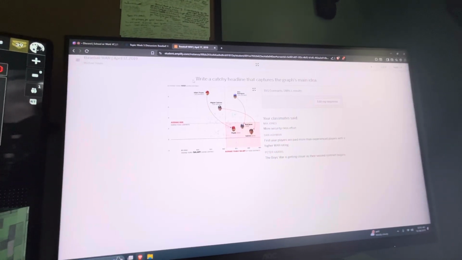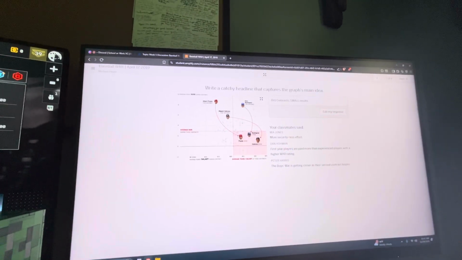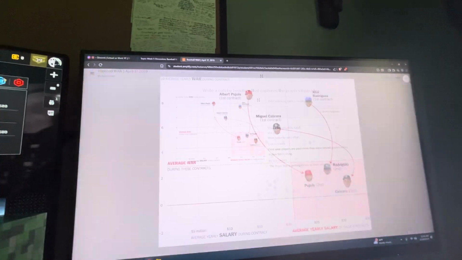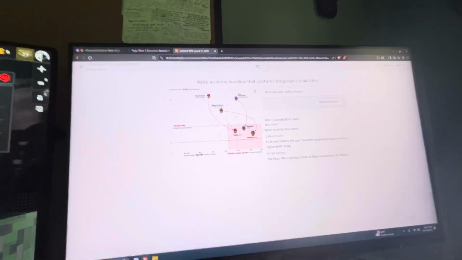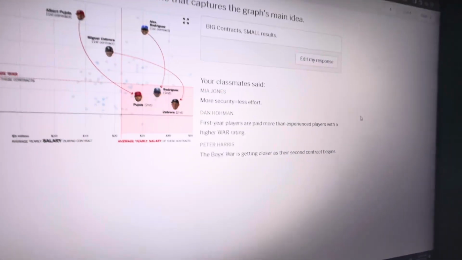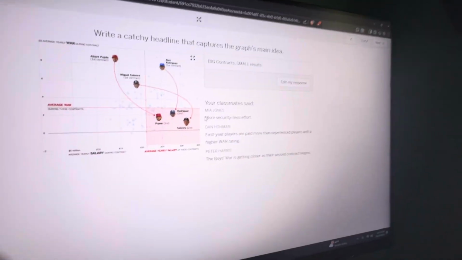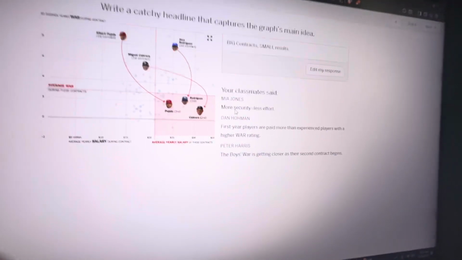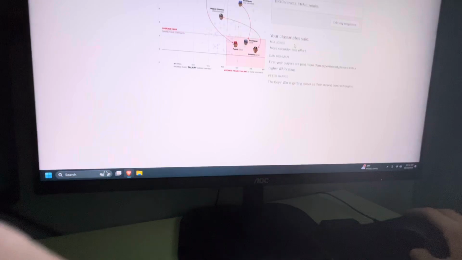In slide 3, we were to write a catchy headline that captures the graph's main idea. And I basically said, big contracts, small benefits. And this one is very similar to what I said, more security equals less effort. And this seems relevant with everything else that's been said.